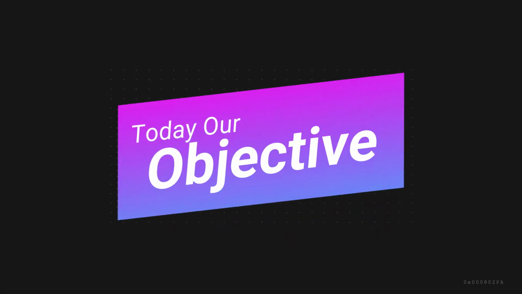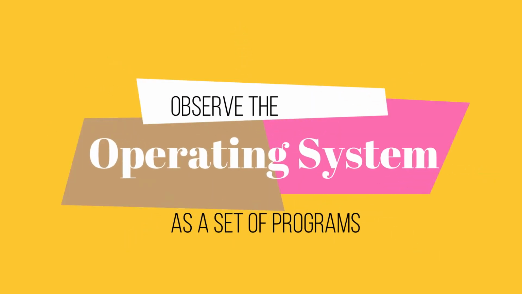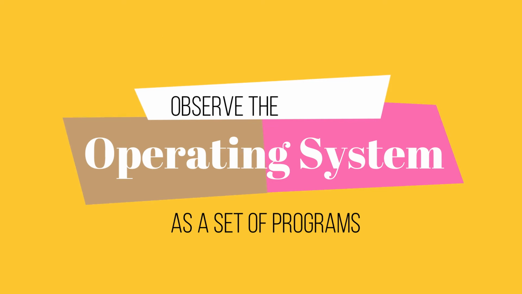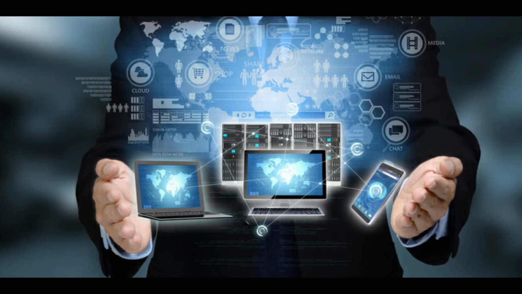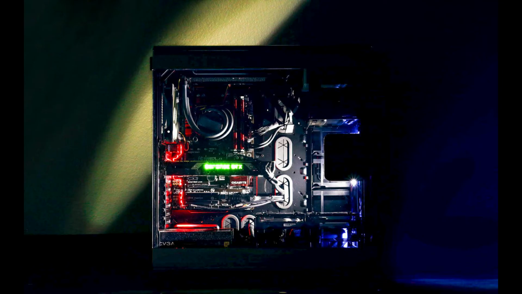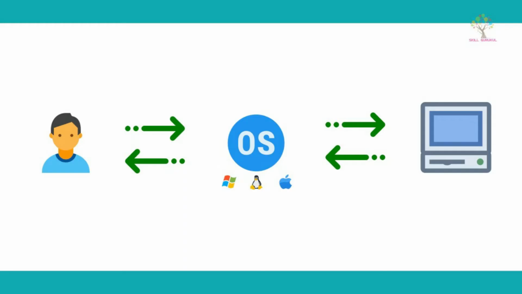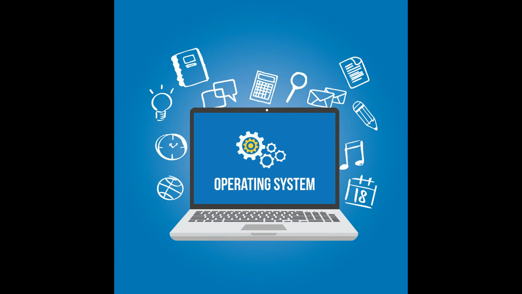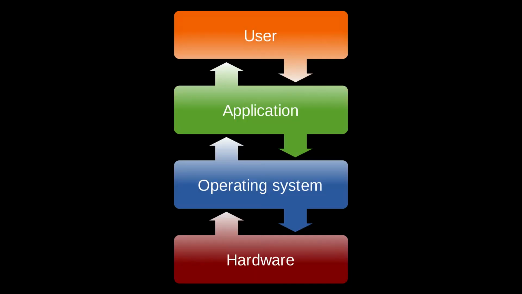Today our objective is to observe the operating system as a set of programs. In the previous tasks we learned about hardware. Now it's time to understand what software is. There are two major types of software: the operating system and the applications that you use every day. What is an operating system and why is it so important?